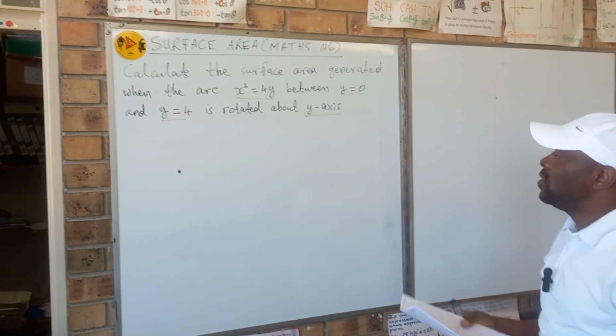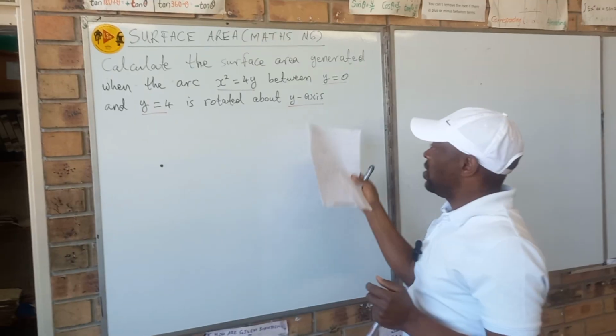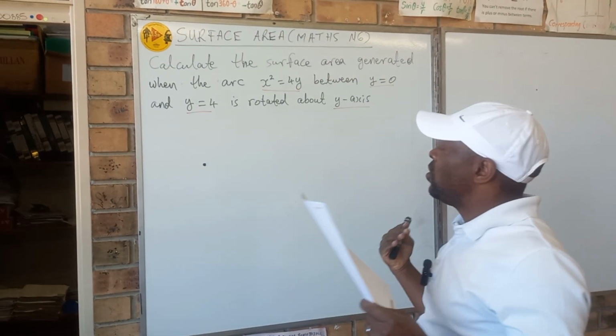The first one is the equation. Then the limit will give you how your formula ends. The rotation tells you how your formula starts. Then you go to your formula sheet, you look for that formula.